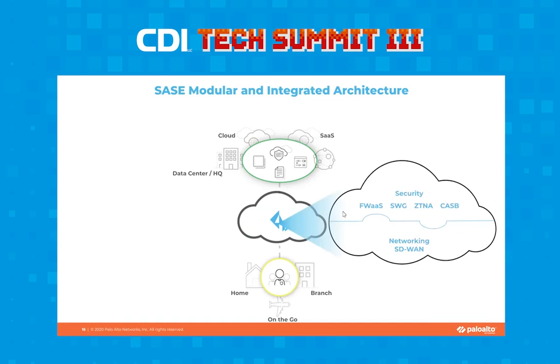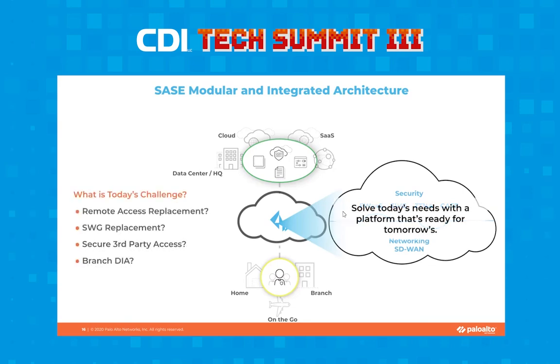And so this is what we're talking about in terms of being ready for today and tomorrow. It's the modularity of the integrated architecture. What can it solve for, right? If your challenge today is replacing remote access, either for scalability or improving security, great. You have a solution that can do that. And down the road, when you want to replace your secure web gateway, or do something different with third-party access in a more secure way, or implement branch DIA, wherever you're starting, we have a way to solve that particular problem.